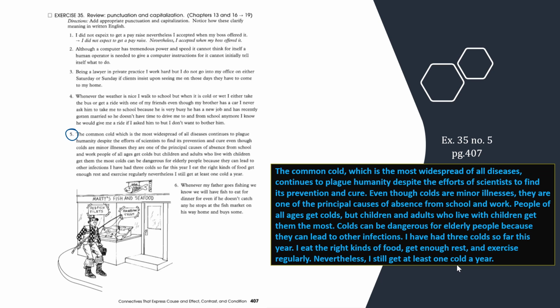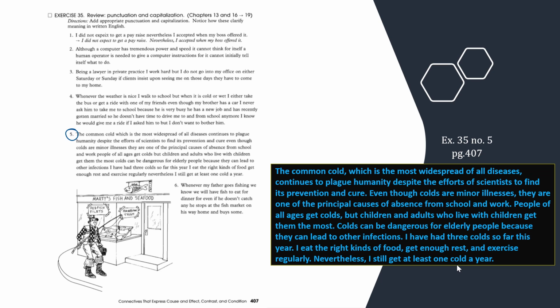Full stop. People of all ages get colds, but children and adults who live with children get them the most. Don't forget to give a comma before but because but is a coordinate conjunction. A coordinate conjunction must be preceded by a comma. And then after the most must be a full stop.